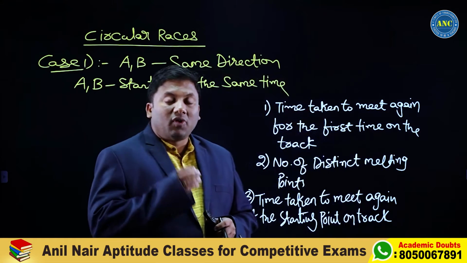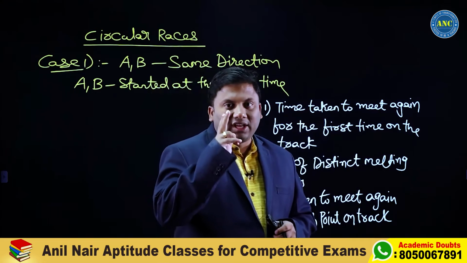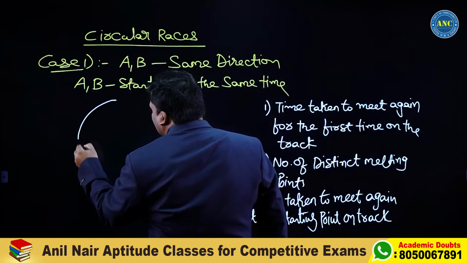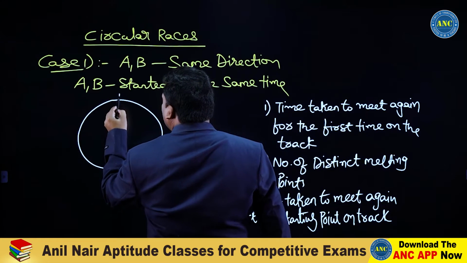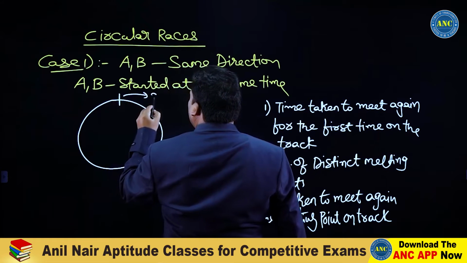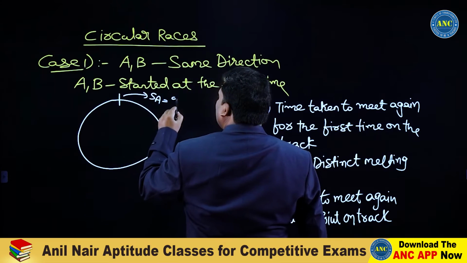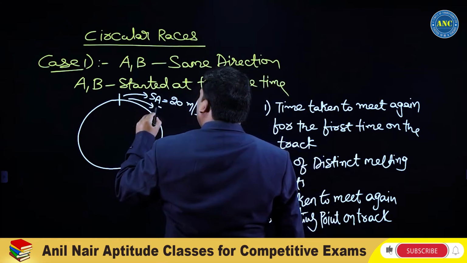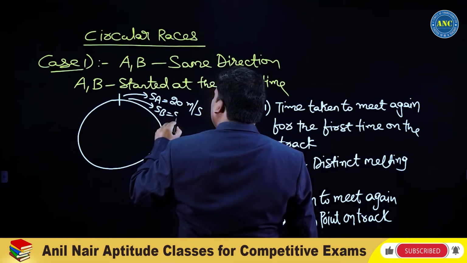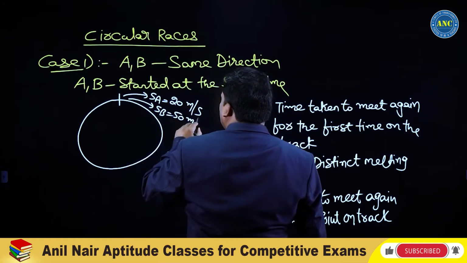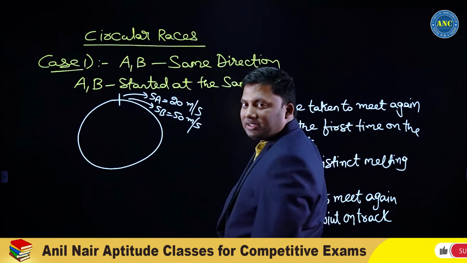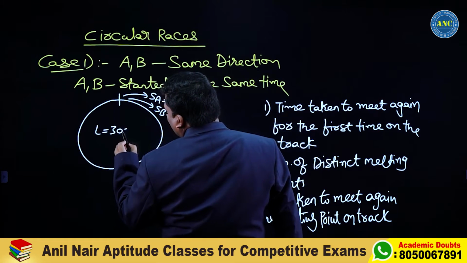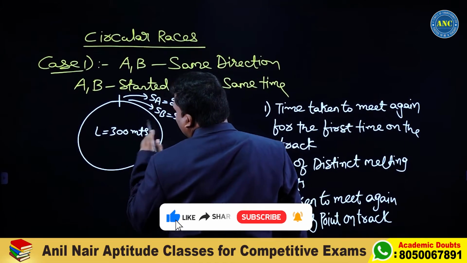What are the questions? What are the inputs that are given? There are two people, and they are starting at the same time. Let this be the starting point. The speed of A is 20 meters per second, the speed of B is 50 meters per second, and the length of the track is 300 meters.